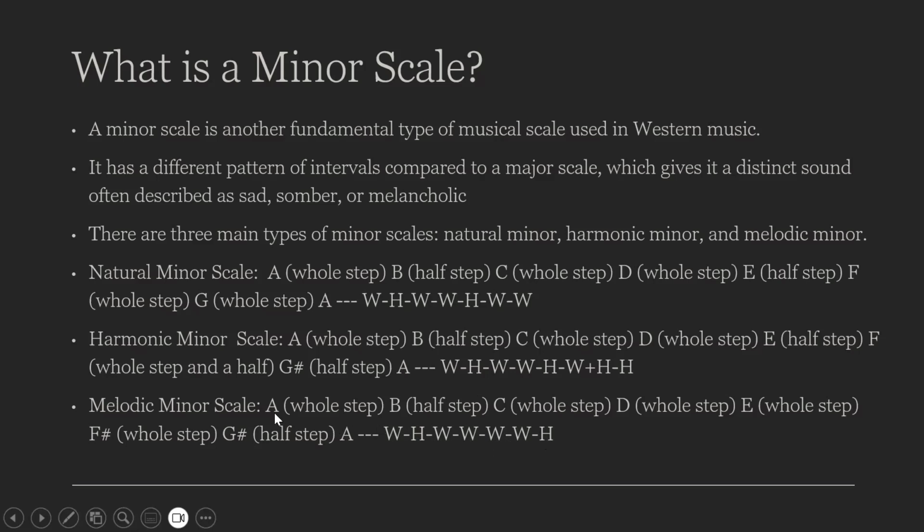So if you look at A minor in the melodic scale, A to B, a tone, B to C, a semitone, C to D, a tone, D to E, a tone, E to F sharp is a tone, F sharp to G sharp, a tone, and G sharp to A, a semitone. Now, back to the second sentence I said: music in minor scales has this feeling of sadness, of being melancholy, and all of that.